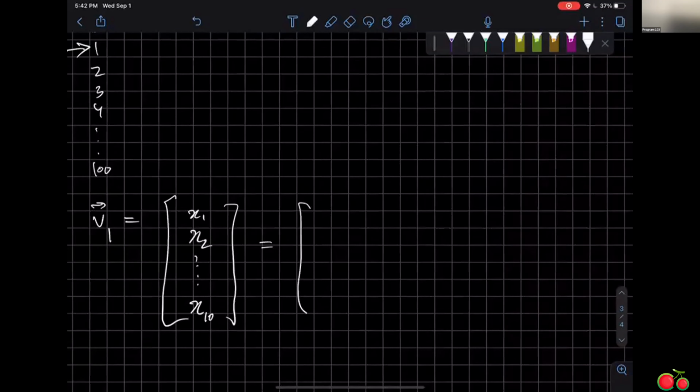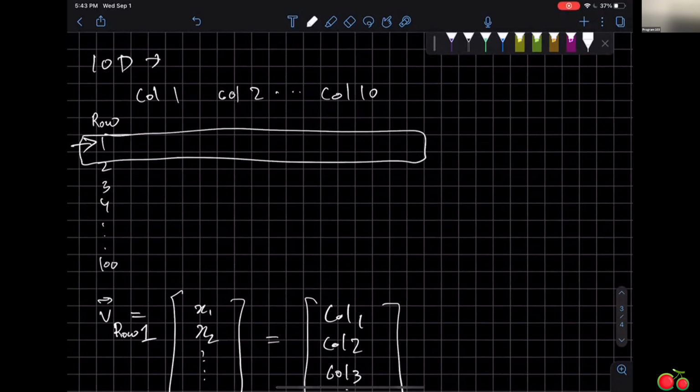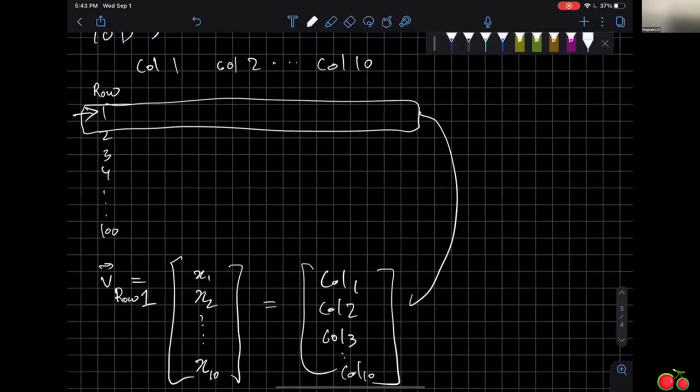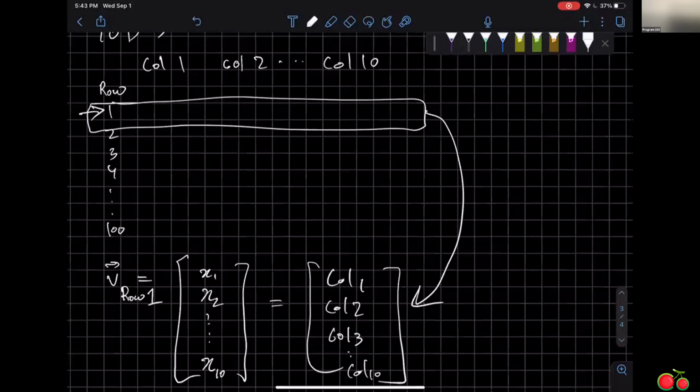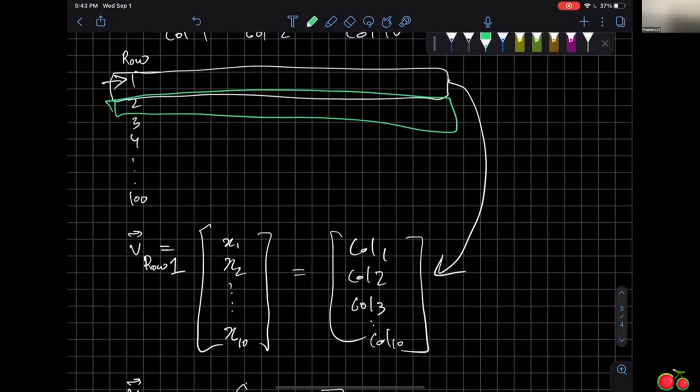This is equivalent of saying that for row 1, you have the column 1 value, column 2 value, column 3 value, all the way till column 10 value. So this is all the set of points here, which I've just arranged vertically. And those set of points are everything for row 2 here.